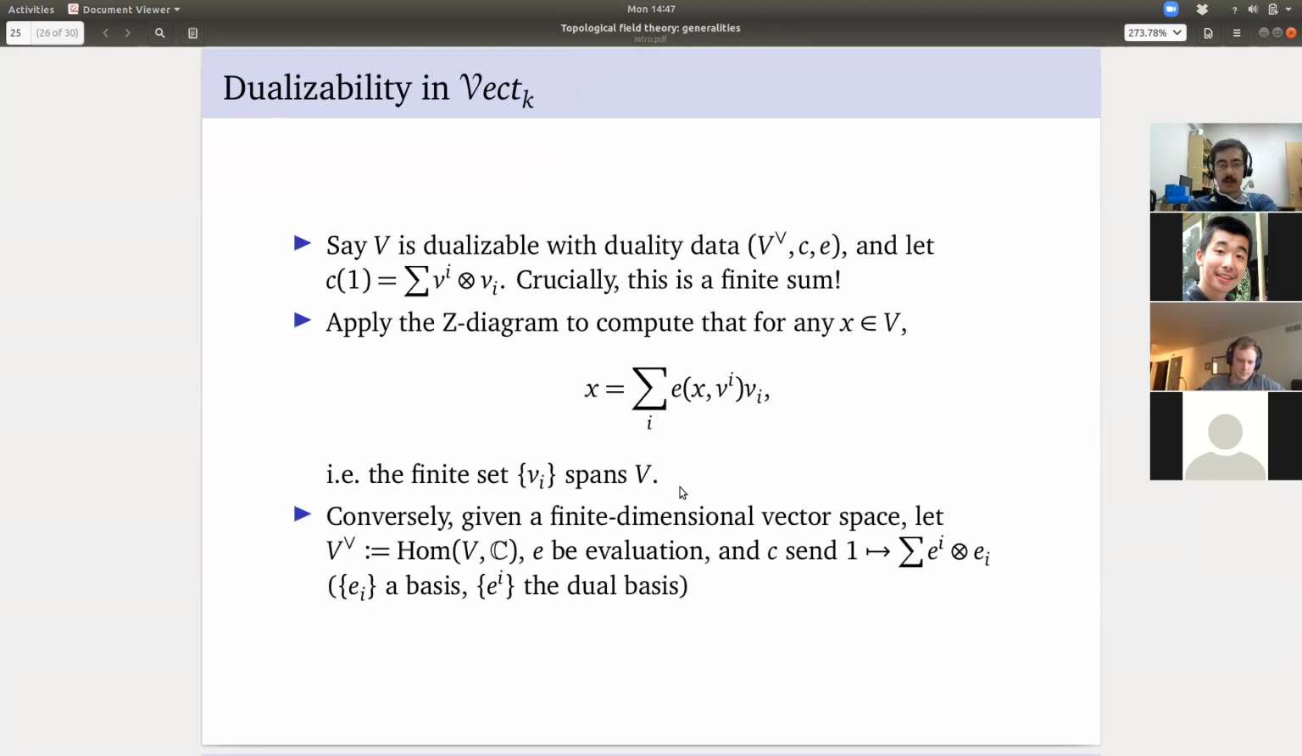So the first example we're going to talk about is vector spaces. Suppose that V is a dualizable vector space. Now, co-evaluation sends one to some element of V dual tensor V. Just because of the way tensor products work, this is a finite sum of elements V upper I tensor V lower I. Now, you can wind this through the Z diagram and conclude that for any X you get this relation, sort of a Riesz representation theorem: if you evaluate X and V lower I on V upper I, and then sum those together, you get back X. This has the consequence that the finite set V lower I spans V. Therefore, a dualizable vector space is finite dimensional.